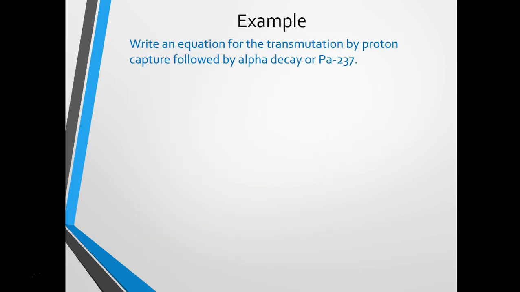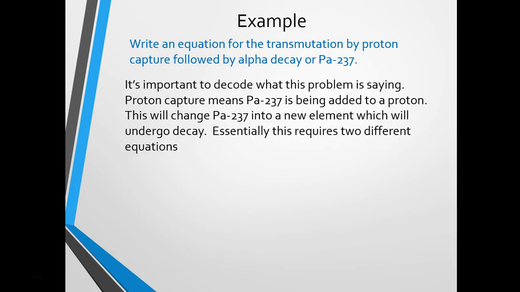So here's an example that you might see. It says write an equation for the transmutation by proton capture followed by alpha decay of protactinium-237. So it's really important to actually figure out what this problem is telling us. It's telling us that protactinium-237 is going to capture a proton. That means it's going to turn into a whole new element. And that element is going to undergo alpha decay, turning into a new element. So we're really going to have two different steps here.